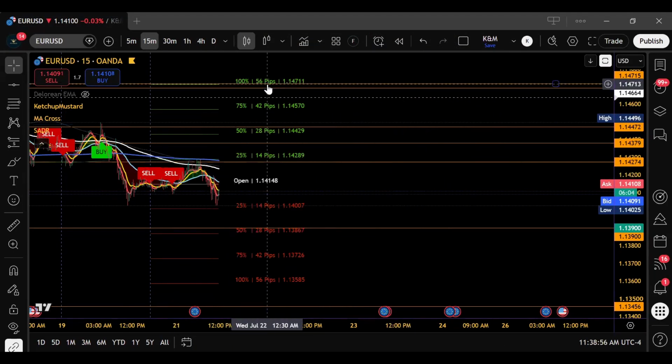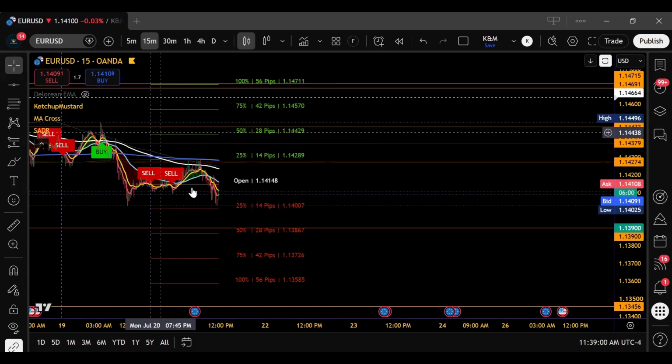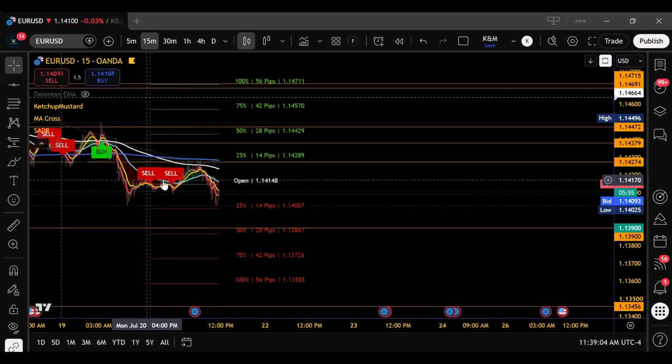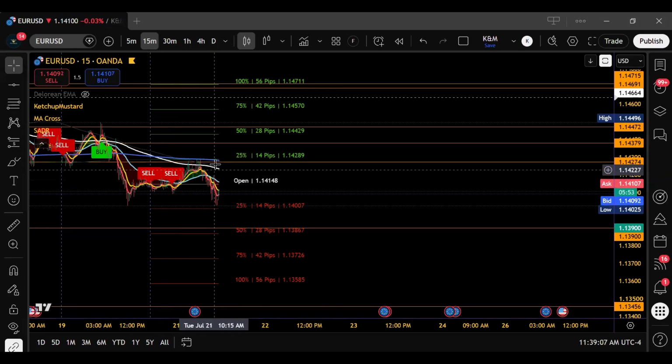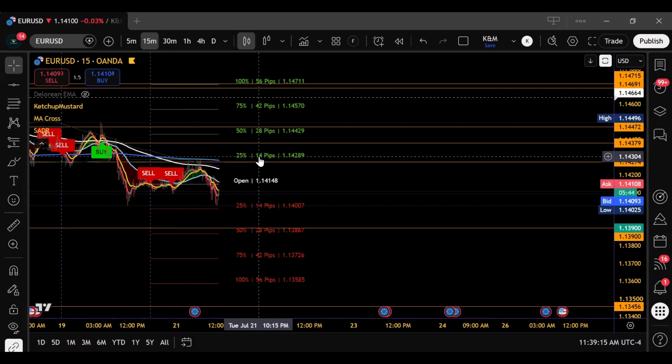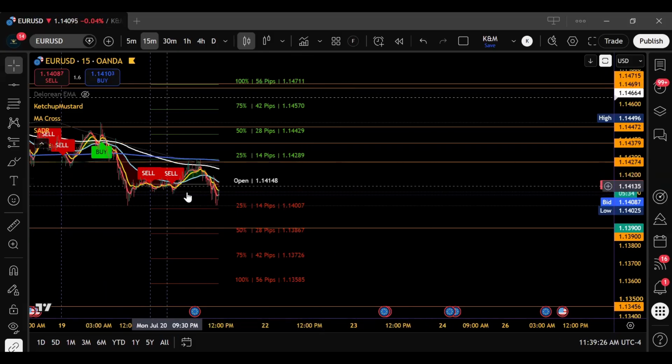So the ADR generates and populates this every single day. We have the open, that's the opening price of the day. And then we have 100% going up, 100% going down in 25% increments. It's going to give the amount of pips from the open, and then it's going to have the price to the side, the price of the currency you're trading.